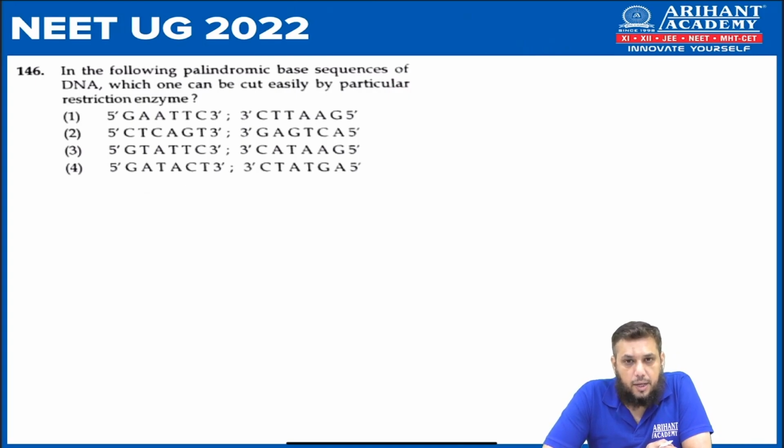146. It's once again a direct question from the genetics unit. Which of the following palindromic base sequences of DNA can be cut easily by a particular restriction enzyme? The site given is for EcoRI. It's a palindrome, GAATTC. So for 146, the answer would be 1.